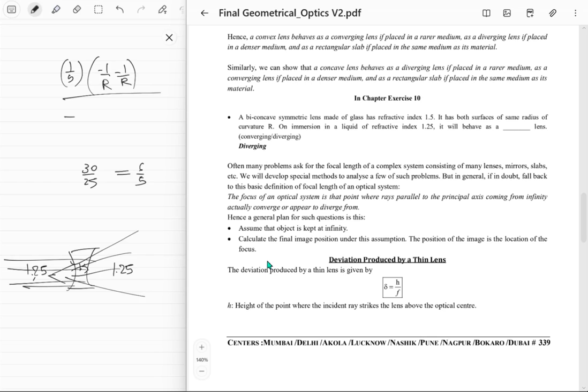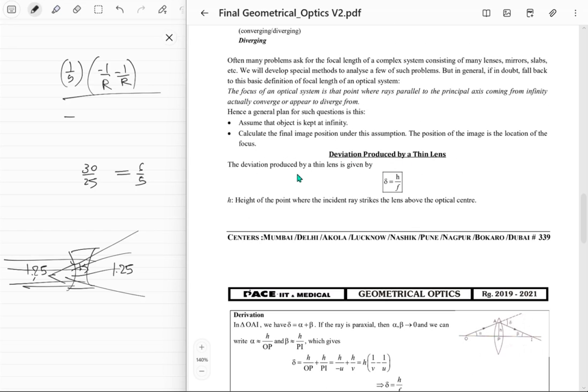Calculate the final image position under this assumption. The position of the image is the location of the focus. Why are you telling me all of this? That's like the definition of the focus.